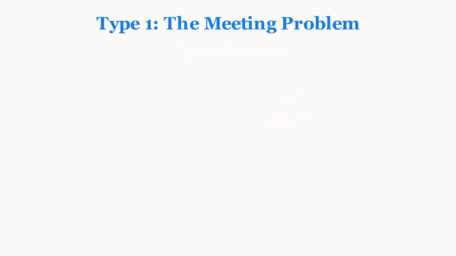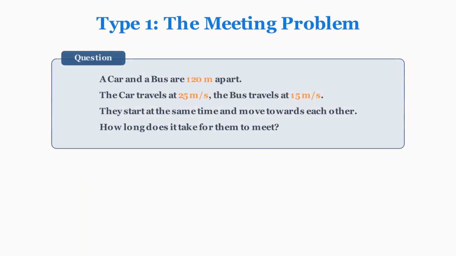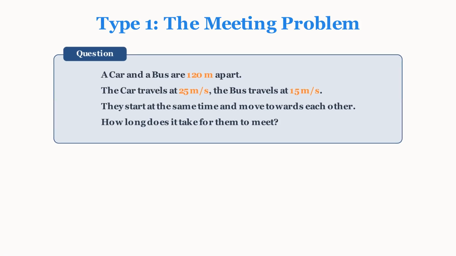Let's start with the meeting problem. When two objects move towards each other, they meet somewhere in between. A car and a bus are 120 meters apart. The car travels at 25 meters per second, and the bus travels at 15 meters per second. They start at the same time and move towards each other. How long until they meet?